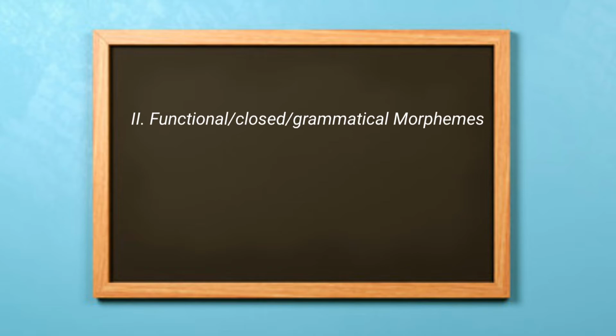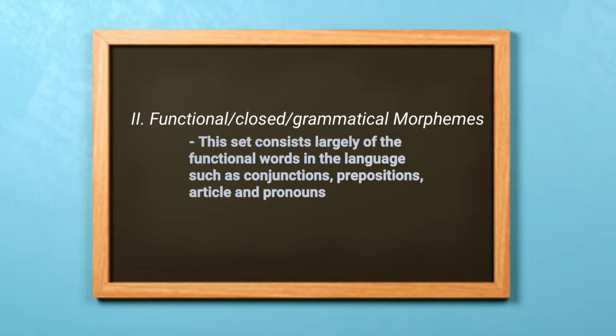Number 2, functional, closed, or grammatical morphemes. This set consists largely of the functional words in the language such as conjunctions, prepositions, articles, and pronouns. Examples are the words and, but, the, and that.